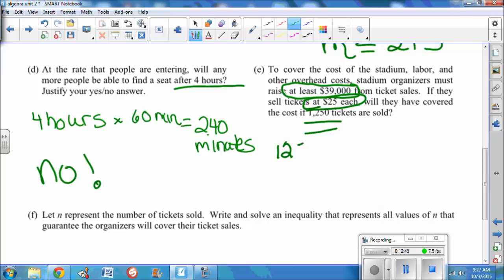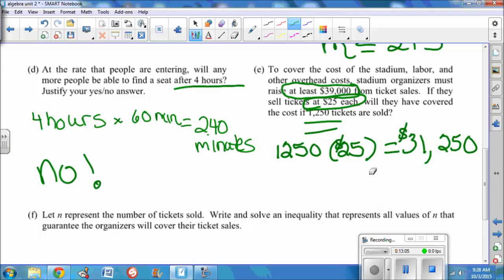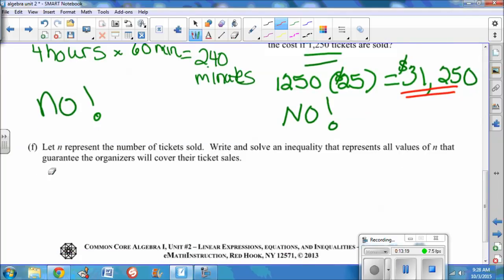So we know that's how many tickets are sold times $25 a ticket. What is that going to give us? That's going to give us $31,250 just from ticket sales. So are they going to be able to cover their costs? No. Okay, because what do they need to cover their costs? They need that $39,000, and we're short.